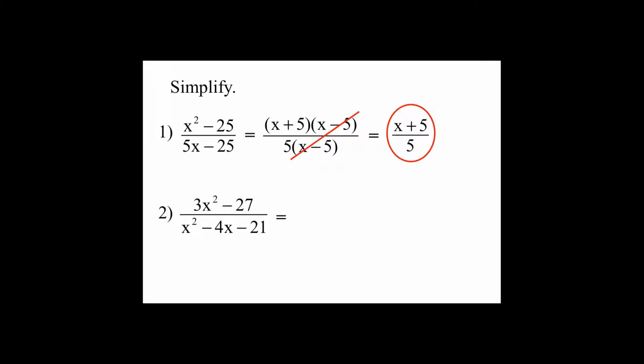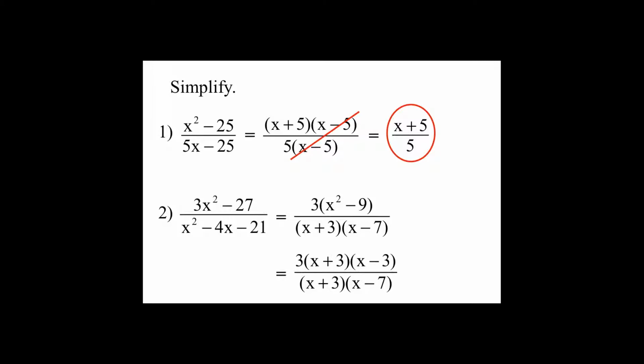All right, now let's check your work. You should have factored to 3 times the quantity of x squared minus 9, which again breaks down to 3 times the quantity of x plus 3 times x minus 3, all over x plus 3 times the quantity of x minus 7. My x plus 3's cancel out, and we are left with 3 times the quantity of x minus 3 over x minus 7.